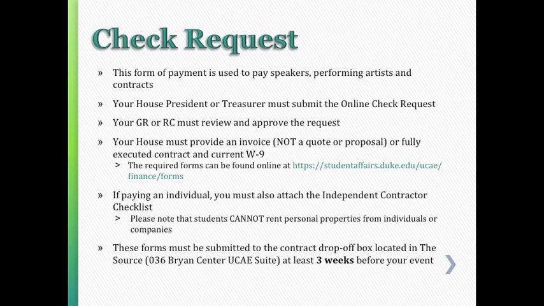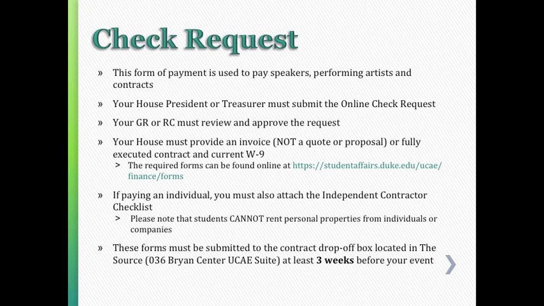A check request is used to pay speakers, performing artists, and contracts. First, as a president or treasurer, you will need to submit the online check request and receive GR or RC approval. A hard copy of the invoice or contract must be turned in with a current W-9. If the payment is going to an individual, you also need to submit the independent contractor checklist. All forms must be turned in at least 3 weeks prior to your event date.